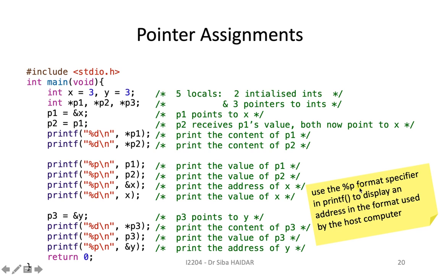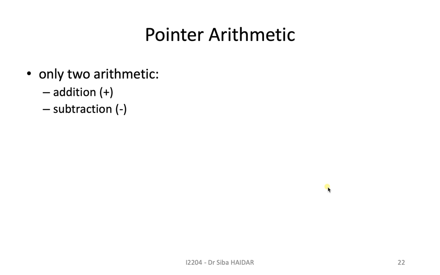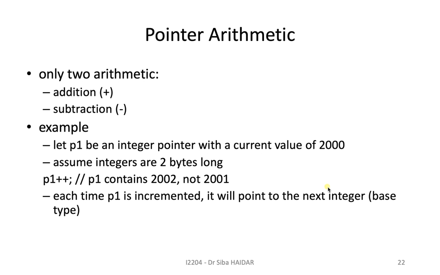Use the %p format specifier inside printf to display an address in the format used by the host computer. And this is our final schema in which we made p3 point to the y value. So let's code. We already have coded this example, and let's now move to pointer arithmetics. In pointer arithmetics operations, there are only 2 arithmetics, the addition and the subtraction.